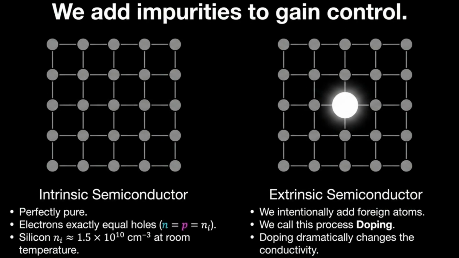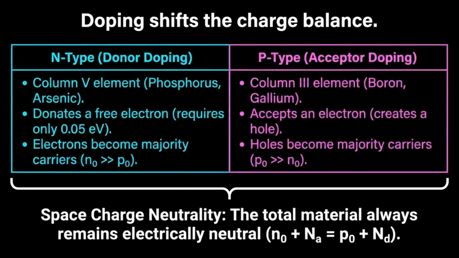Doping allows us to transition from a pure, intrinsic semiconductor to an extrinsic one by intentionally adding foreign atoms, which dramatically increases conductivity. Doping shifts charge balance. N-type doping adds donor atoms for free electrons, while P-type doping uses acceptor atoms to create holes. Throughout this, the material remains electrically neutral.